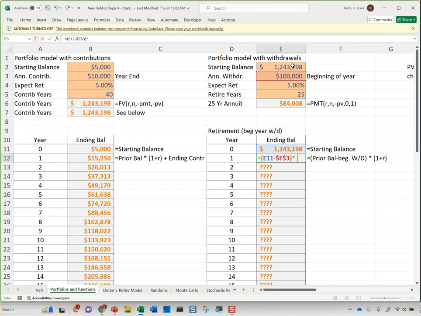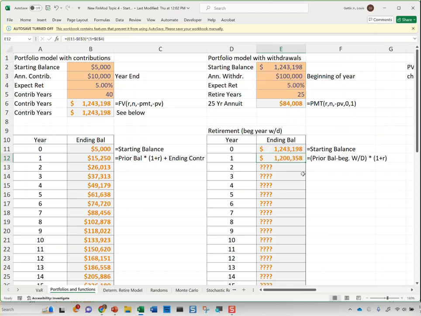And then that will grow at 1 plus the assumed discount rate, or return on our portfolio. So at the end of the first year, my $1.2 million in the portfolio, I take $100,000 out. That's $1.143 million, and then I earn 5% on that balance. So that's $1.2 million.